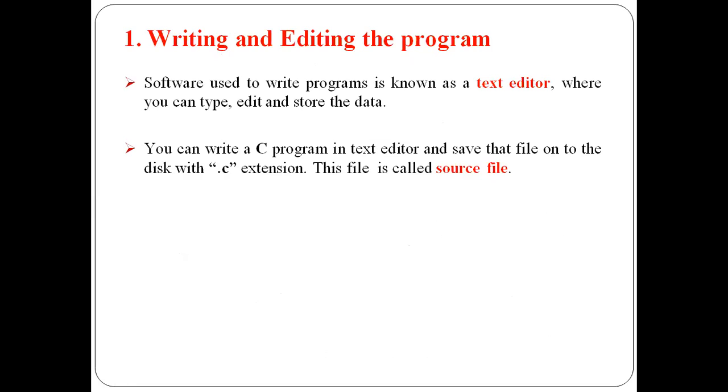As you can see, we use different kinds of text editors to write and edit the program. The program which you write in the text editor, we call it a source file, and every programming language has its own extension. In C, we save the file with a .c extension. In Python, we save the file with a .py extension. So this file we call a source file.